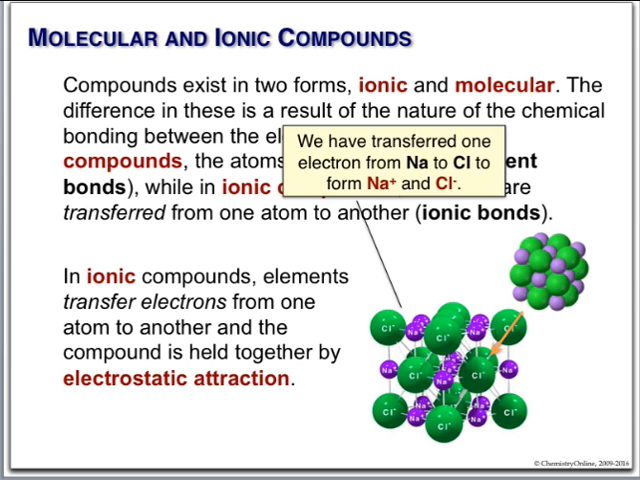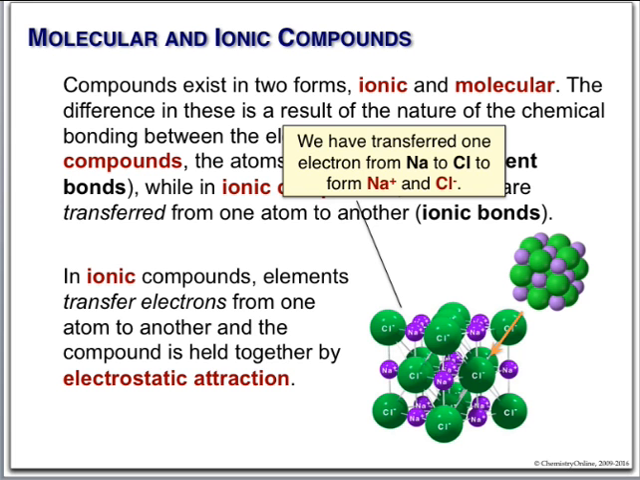In an ionic compound, the ions, because they're oppositely charged, simply attract each other. They attract each other and pack together in a very specific way. And because of that, they have a very specific geometry. Typically, it's the lowest energy geometry for a given compound.